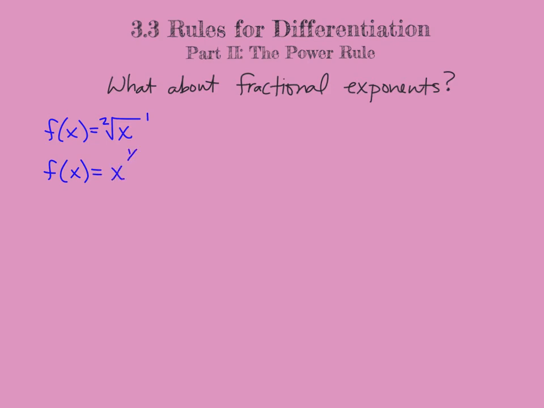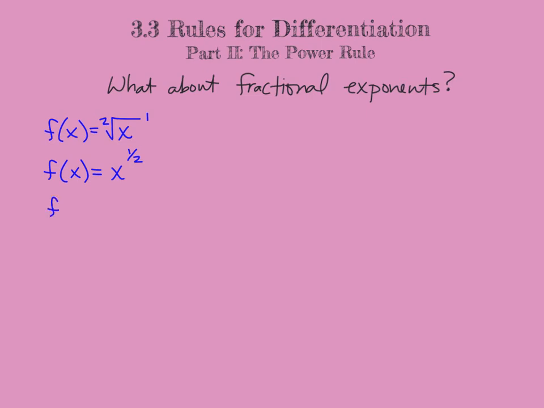The index, or type of root that we're taking, goes in the denominator. So if this was a cube root of x, it'd be x to the 1/3, a fourth root, x to the 1/4, and so on. So this is a function that we can use the power rule on. It's x to an n, so long as n is not negative 1. So we have not done any calculus yet, only algebraic rearranging.